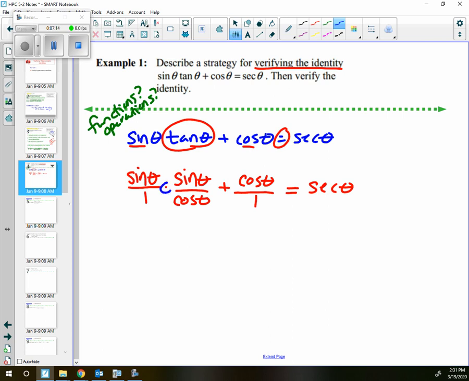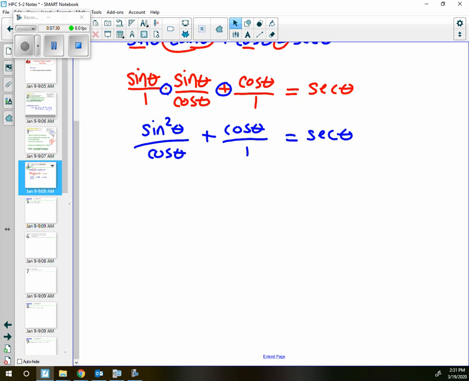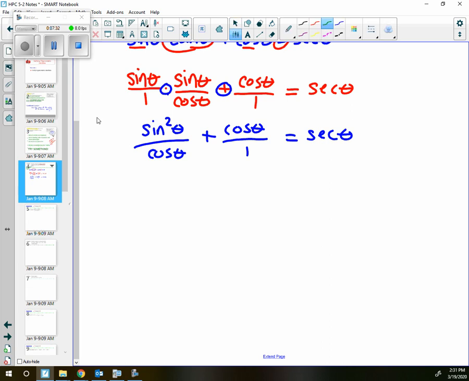So I see a multiplication and I see an addition. I need to multiply first. So top, bottom, bottom. That would give us sine squared over cosine of theta, and then plus cosine of theta over 1. And on the other side, we're still shooting for this secant. I'm not really going to worry about that side. I'm going to try to make the left side look like that side. That's what I'm shooting for, which is why, again, some people think this is a little easier.